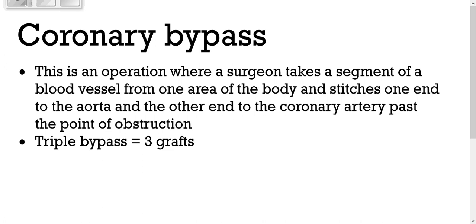Coronary bypass can be done if you have a heart attack. This is an operation where a surgeon takes a segment of a blood vessel from an area of the body like your leg and stitches one end to the aorta and another end to the coronary artery past the point of obstruction. So basically they're bypassing where that blockage is in the artery that's supplying blood to your heart. If they do that once, it's a bypass. If they do a double bypass, that's 2 grafts or 2 pieces of blood vessel. Triple bypass would be 3 of those grafts.